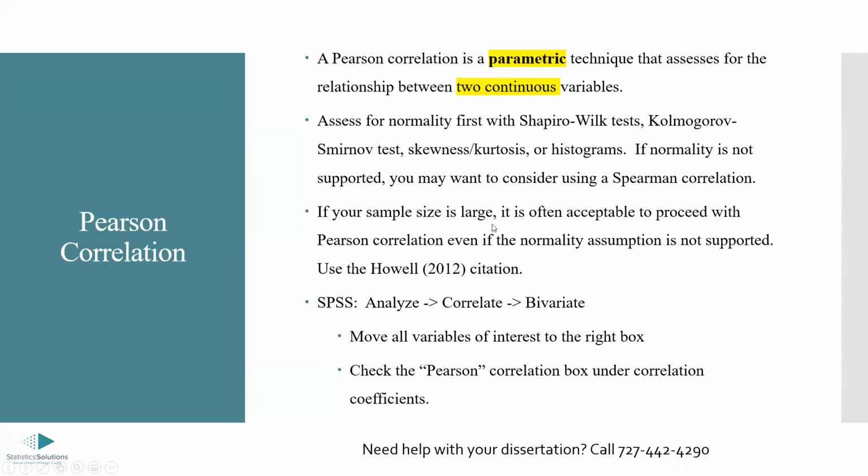And if your sample size is large, then we're referring to that citation earlier, that violations of normality are not problematic if you have a large enough sample size, typically greater than 50 cases. Here are the SPSS commands for running a correlation, and we will go through that in just a second.